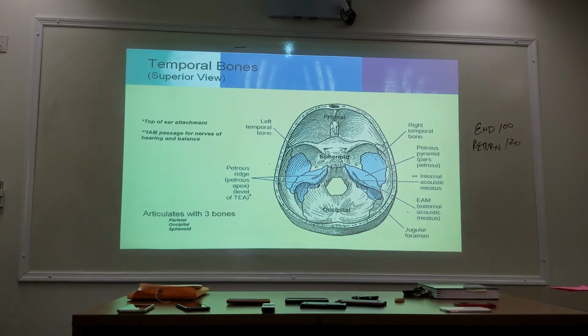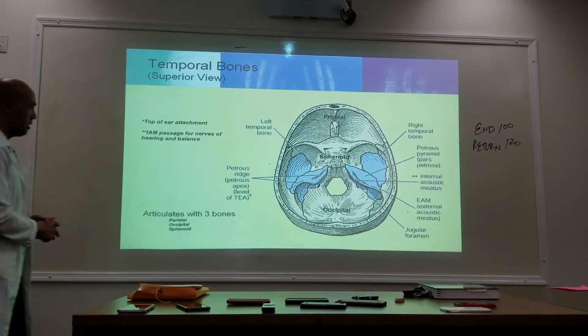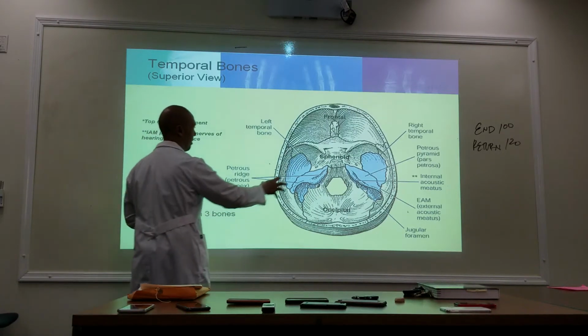The temporal bone articulates with three other bones. It articulates with the parietal on either side, the occipital on the back, and then the sphenoid right anterior to it, which is right here, the sphenoid.